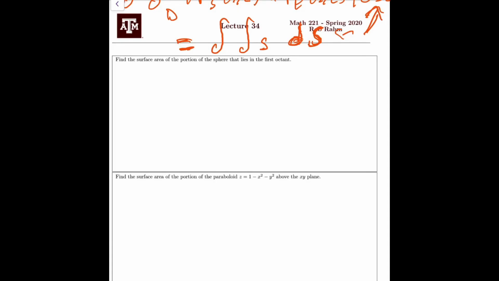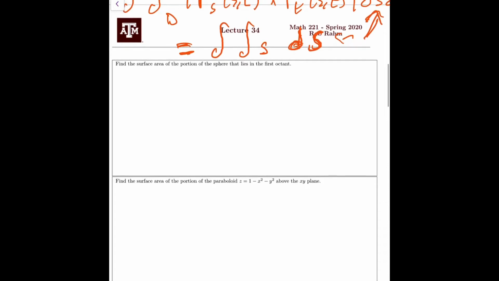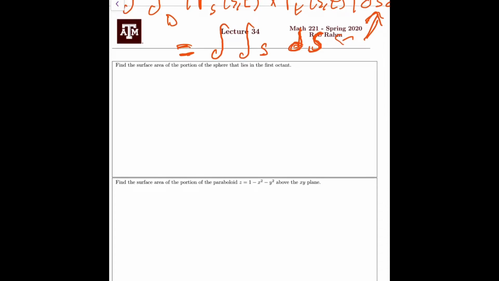We want to find the surface area of the portion of the sphere that lies in the first octant. I didn't say it, but I'm going to take r equal to 2. It's good to do an example like this because we know that the area is 2 pi, because we know the formula for the surface area of a sphere.